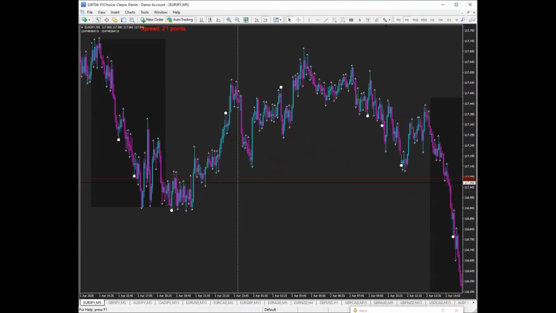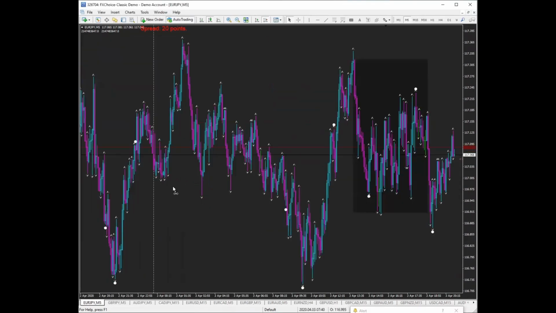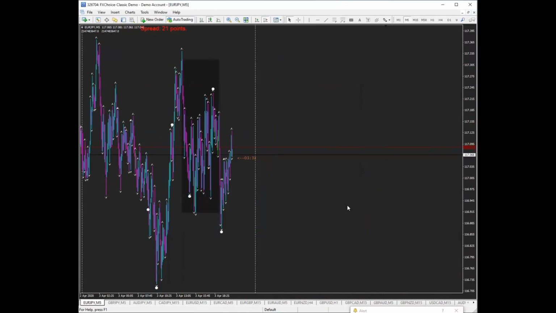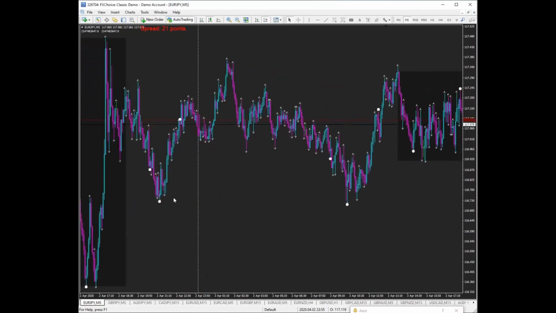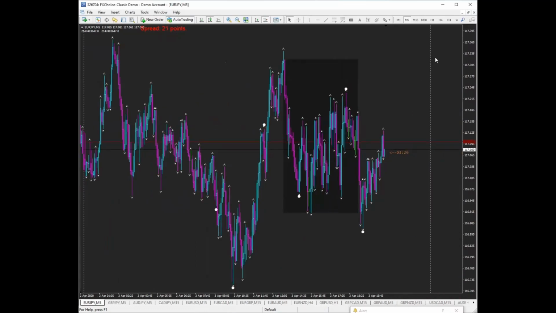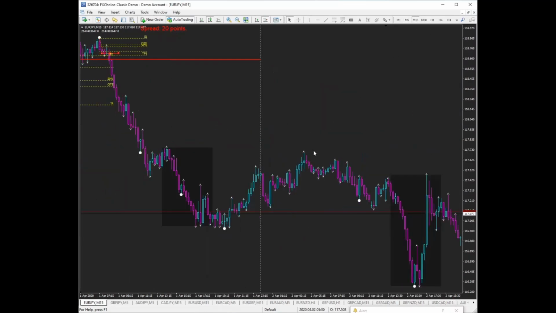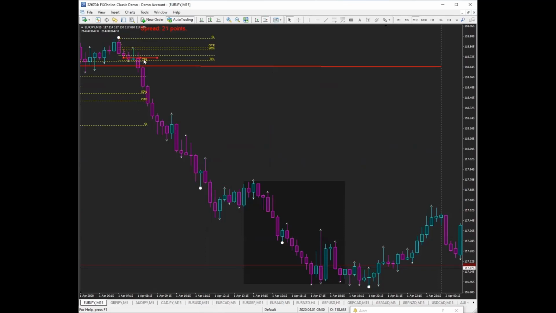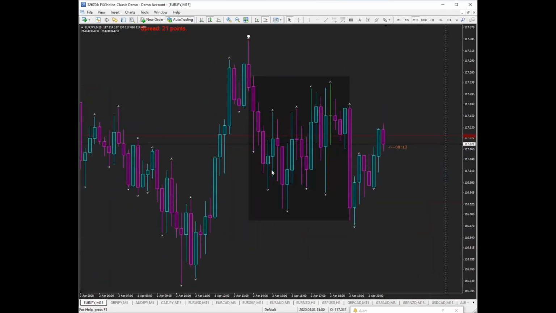Anybody have any questions? You always trade 50% of the fib on 5 minutes? I try to do 62, not 50, just because it gives me a smaller stop loss and it's more accurate. But you will miss some trades. You definitely will.